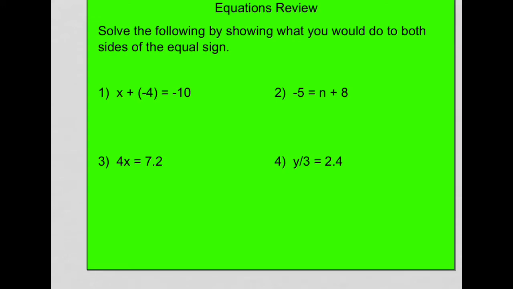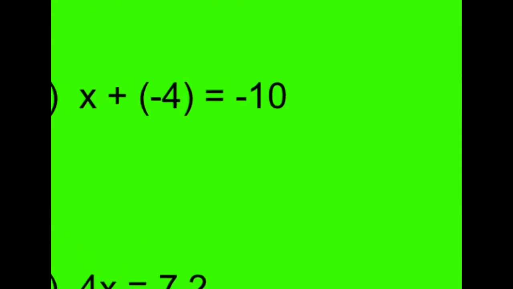I want to wrap up the equations we've looked at this week by looking at the 4 different kinds of equations we've looked at and then giving you some practice solving those. So there's 4 equations I have on the page right now. I want to focus in on number 1. It says solve the following by showing what you would do to both sides of the equal sign. So I'm going to focus in on number 1.